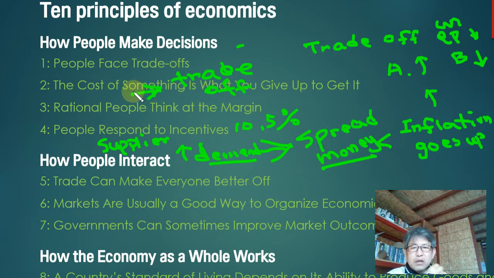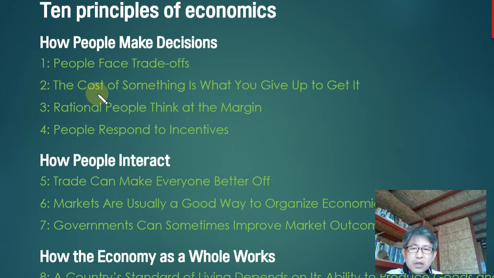So I told you we have 10 principles covering the whole economic series. We have 10 major principles to cover the whole economic series, and it can be divided into three splits, right? The first split is how people make decisions, and this section is composed of four factors. People face trade-off, and as you can see, number two is the cost of something is what you give up to get it. This is a similar concept between A and B. You will sacrifice something as you select when you want something, right?